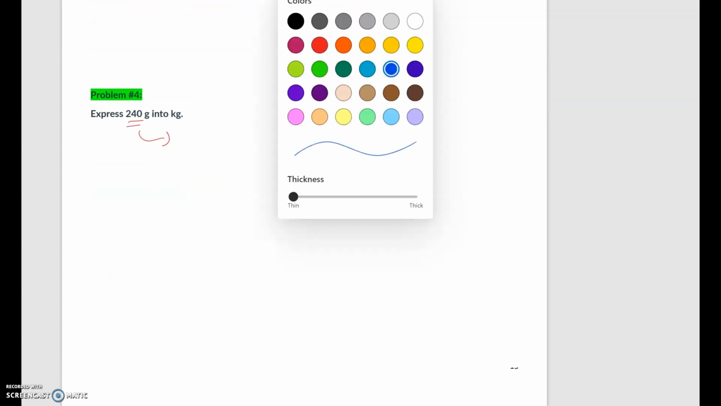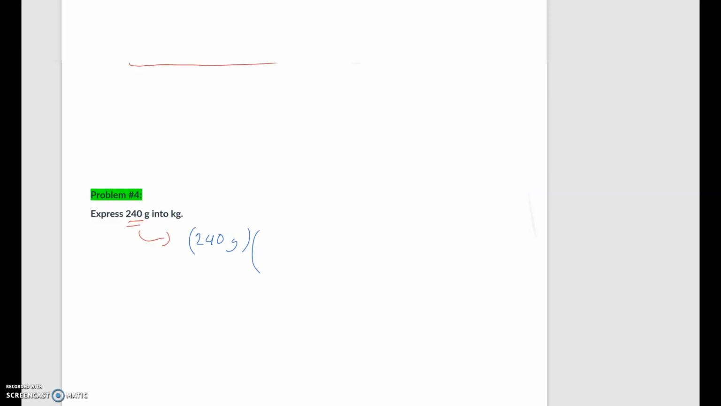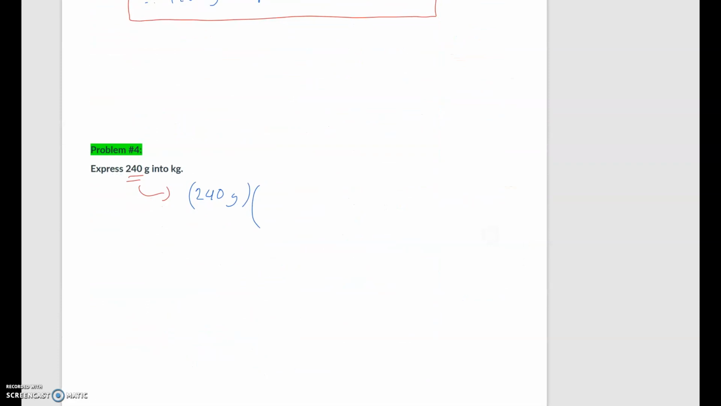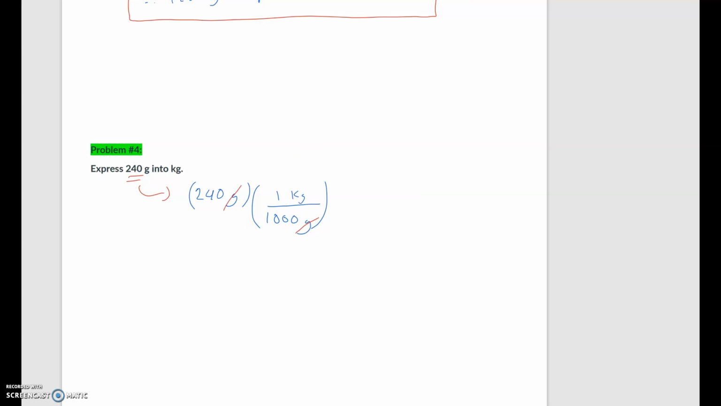Let's take a look at example 4. In example 4, we're talking about 240 grams, and we're going to go into kilograms. So let me go back to the conversions. So in this case, we're going to be using this one. 1,000 grams represents 1 kilogram. So 1,000 grams represents 1 kilogram. And as we're canceling units, grams cancel out.